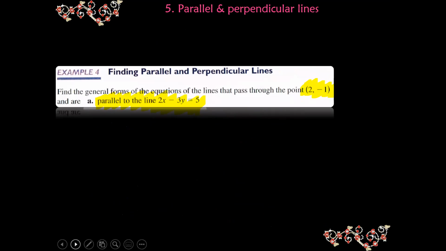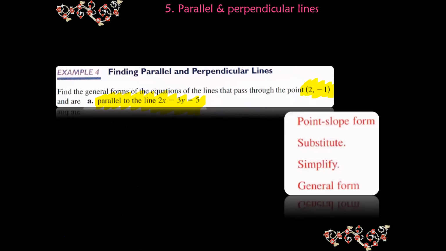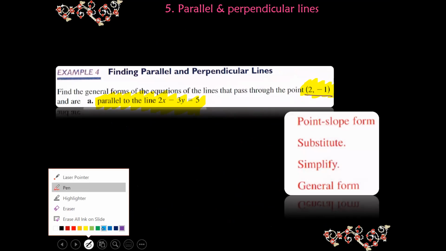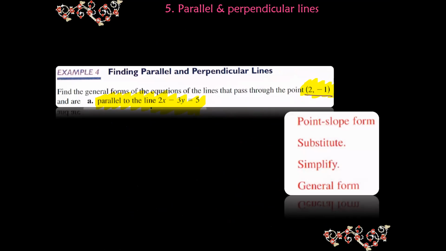Example 4. Find the general form of the equation of the line that passes through this point and is parallel to this line. Okay, so here are your steps. We're going to first find the slope of this equation, so you have to solve for y. You have to convert this from standard form to slope-intercept form.